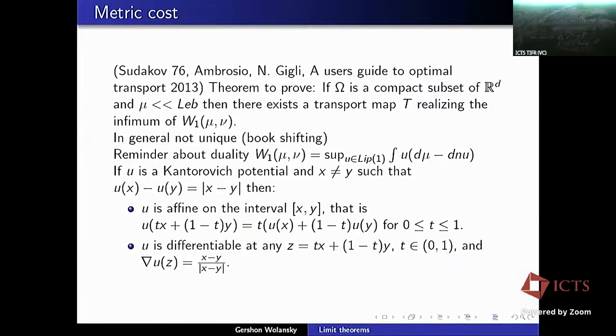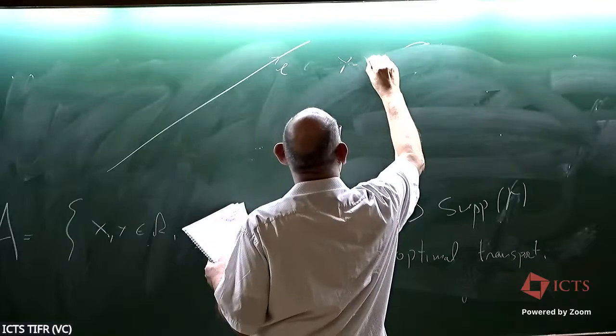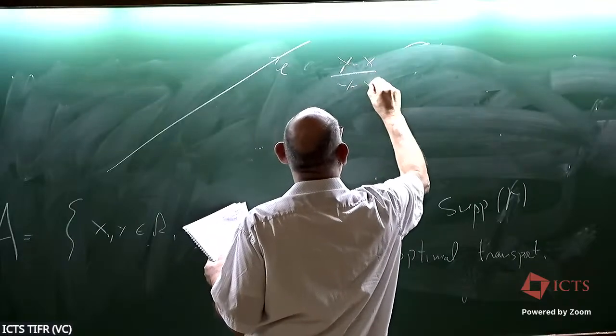And the second statement is that u is differentiable at any point in the interior of this interval, x and y. And the gradient of u is just x minus y over the absolute value of x minus y. So this statement is an exercise in calculus, but it's very important for the proof. Let me give you a proof for this. So we have this line, call this direction E. So E is the unit vector y minus x over the absolute value of y minus x.